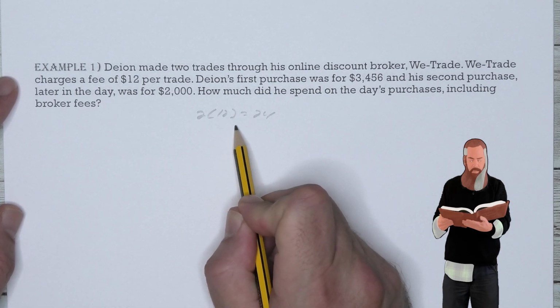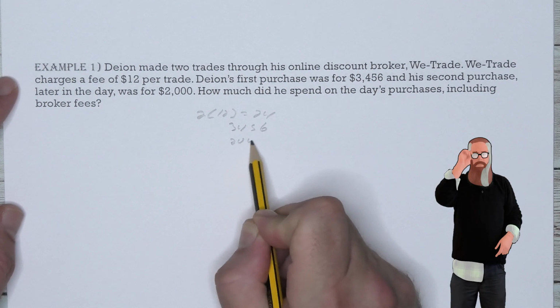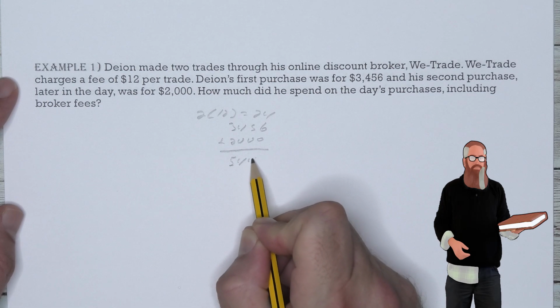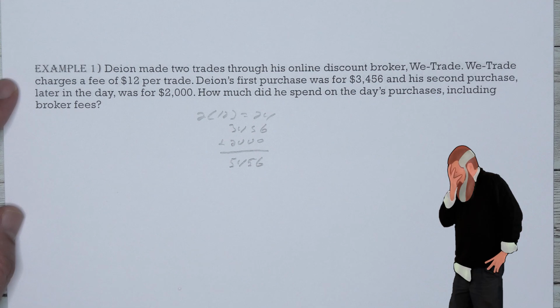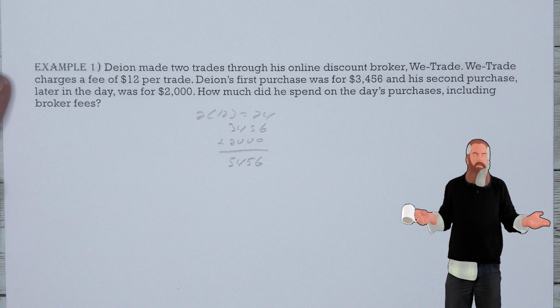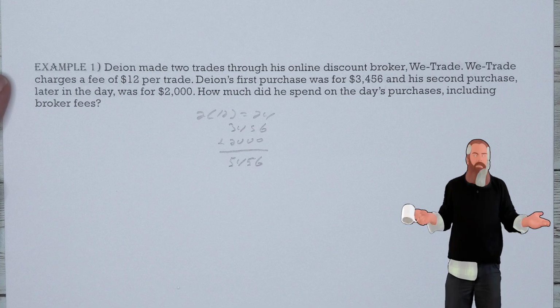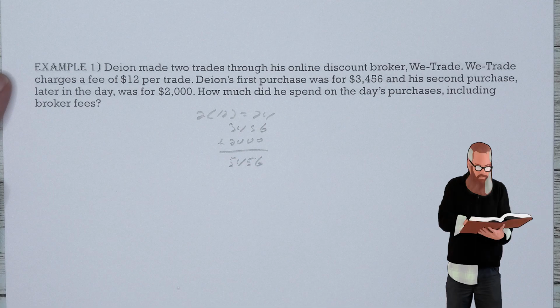Next, we're going to find the sum of those 2 trades. One of those trades was for $3,456, and the other one was for $2,000. When we add these together, we get $5,456. So the purchase price of the stock was $5,456, but there was the $24 of fees that got assessed. This is the fee plus the total price. Deion spent $5,480 on trades to use his online discount broker.